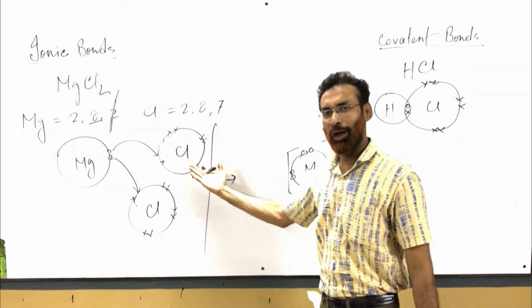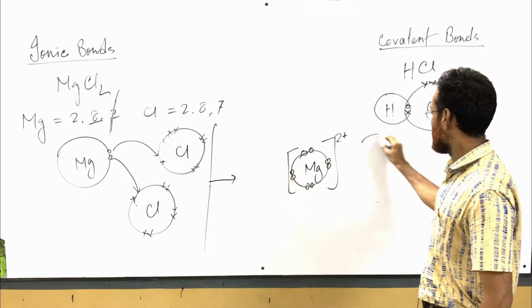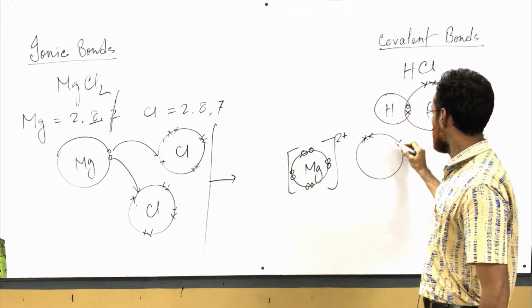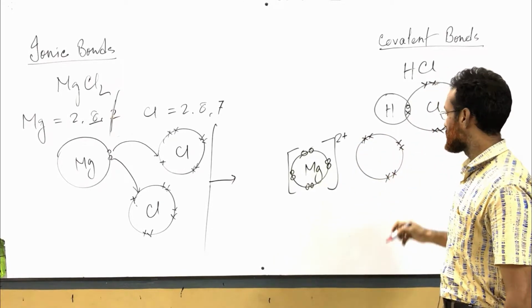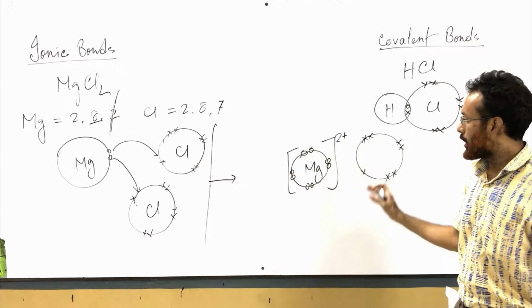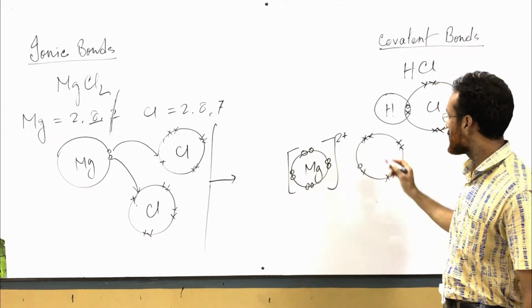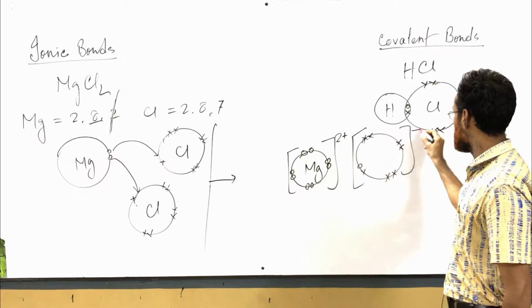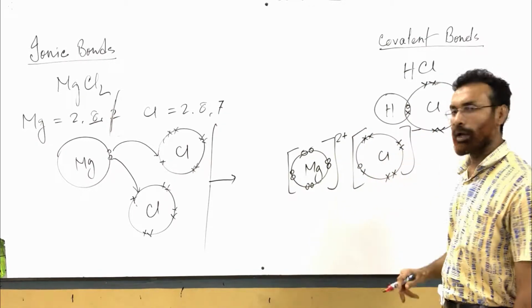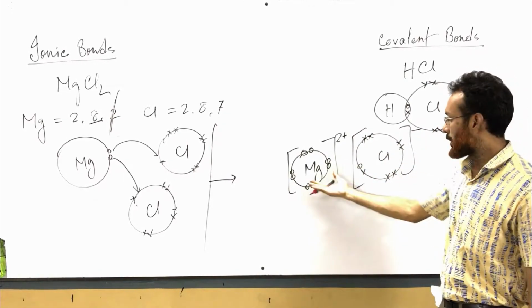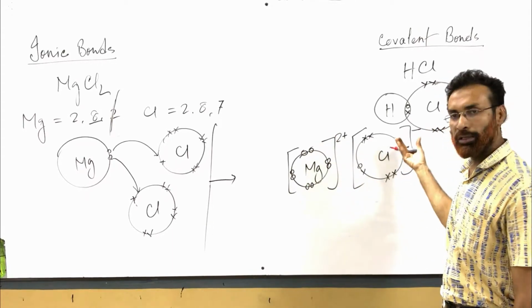And now about chloride. Chlorine was having 7 electrons. 1, 2, 3, 4, 5, 6, and 7. So now after it gains 1 electron, this is 1 dot which is coming from magnesium. Altogether this will be minus 1, and chloride. So this is chloride minus. So magnesium 2 plus and chloride minus 1.